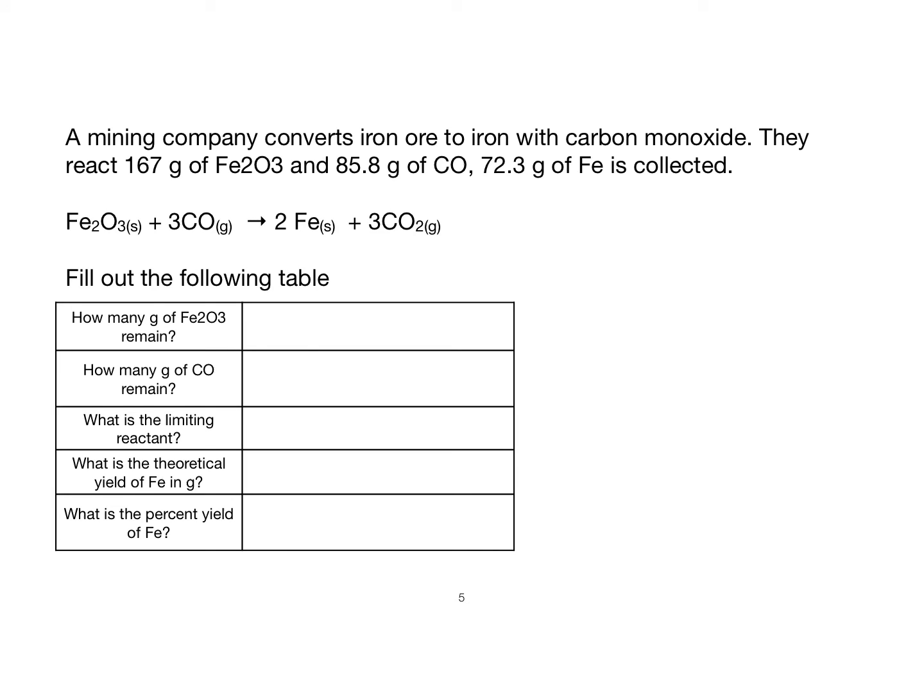So this table has 5 different lines. So it asks first, how many grams of Fe2O3 remain? How many grams of carbon monoxide remain? What is the limiting reactant? So these first 3 lines all are part 1 of the previous calculation. Then it asks what is the theoretical yield of iron in grams. And then it asks what is the percent yield of iron. So in order to figure this out, we're going to need to determine what is the limiting reactant. And to give ourselves some more space, I'm going to slide this information to the left to give us the space to work.